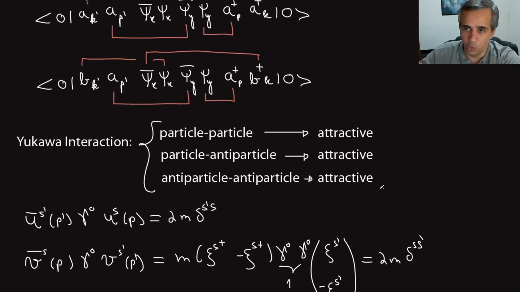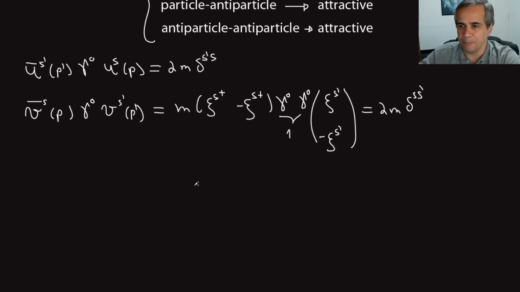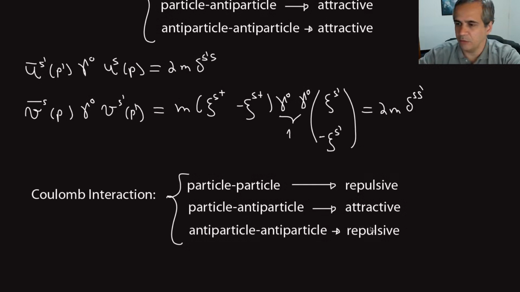Since I do have a change of sign here, that means that for the Coulomb potential, it will become attractive. It was repulsive before, and now it will become attractive. And of course, if I go and change again, go to the other particle, right?